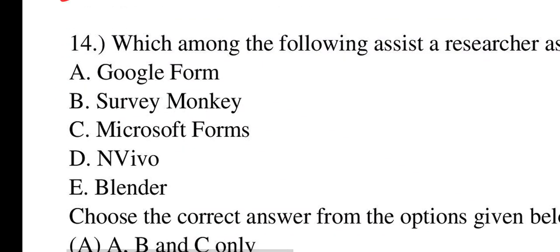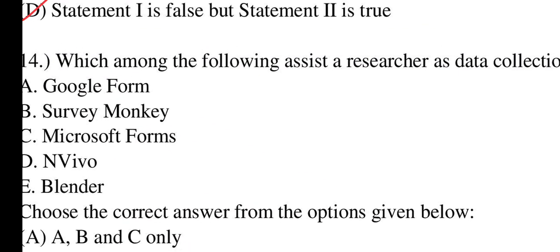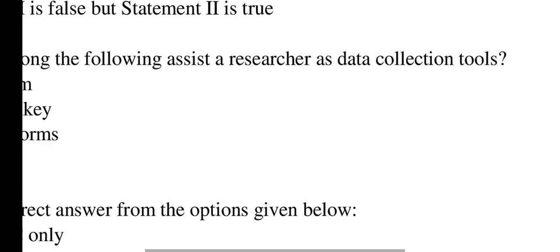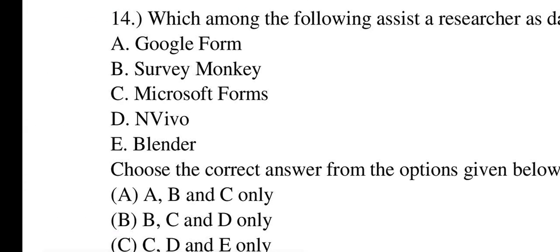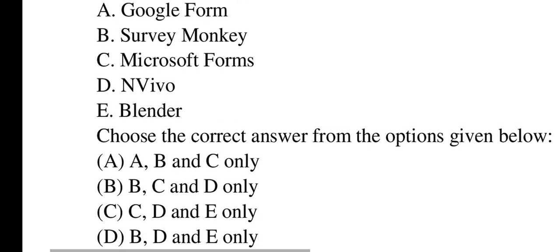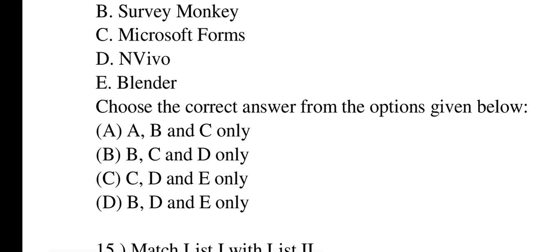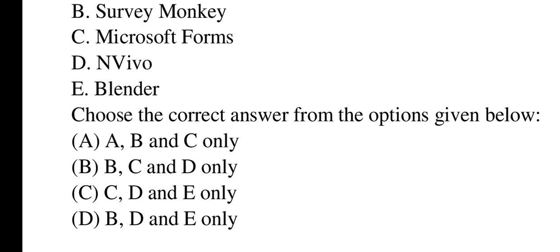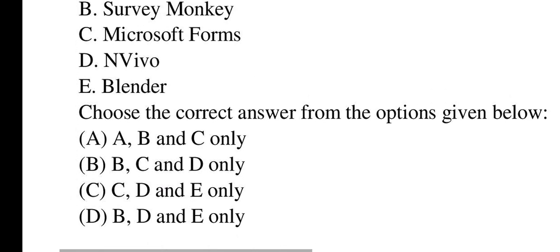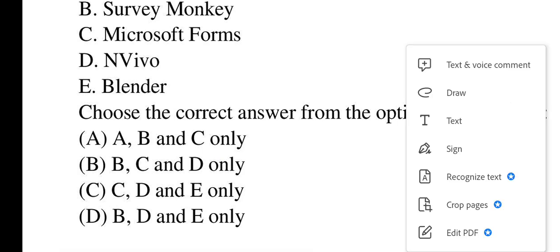Number 14 says, which among the following assist the researcher as data collection tools? A, B, C, D, E. Google Form, SurveyMonkey, Microsoft Forms, NVivo, Blender. Choose the correct answer from the options given below. A, B, C, D. A, B, C. B, C, D. C, D, E. B, D, E. Number 14, it will be number A, that is A, B and C are correct.